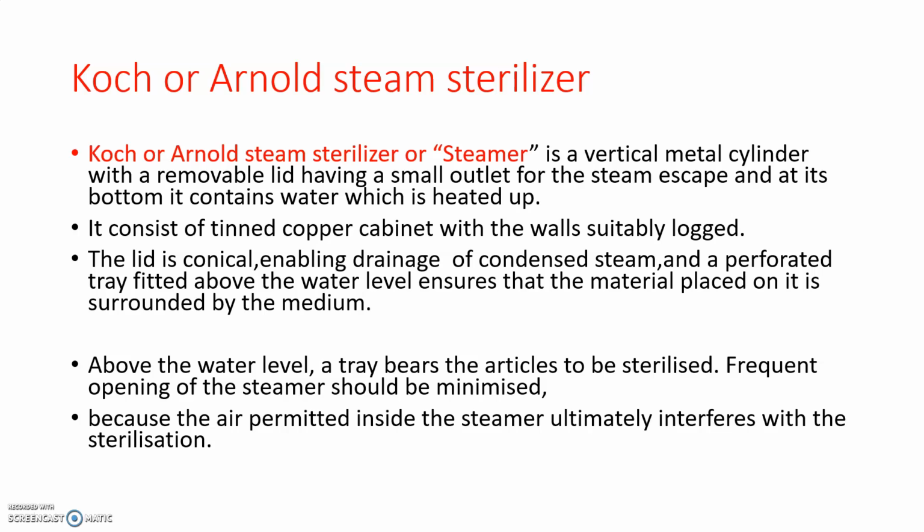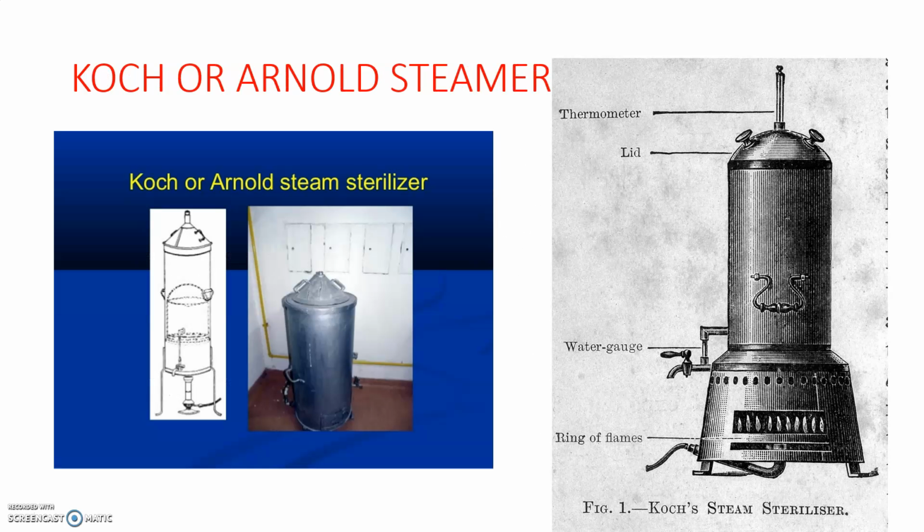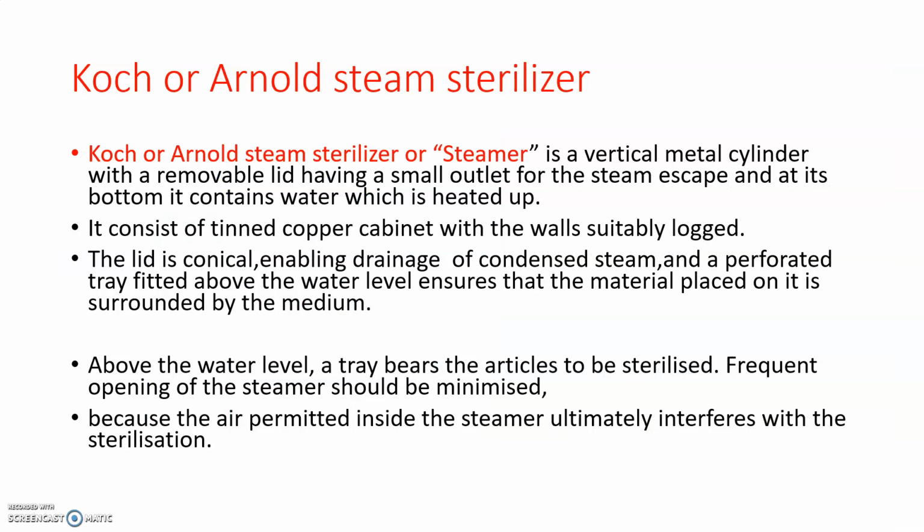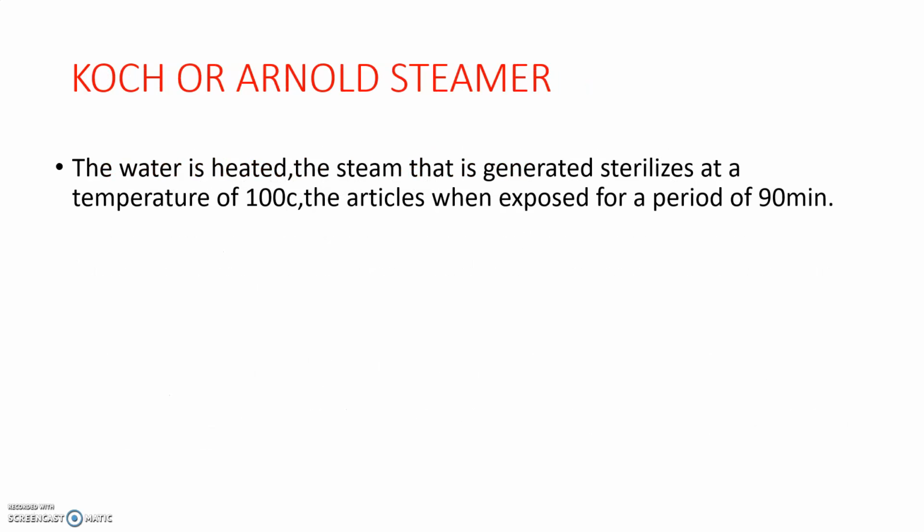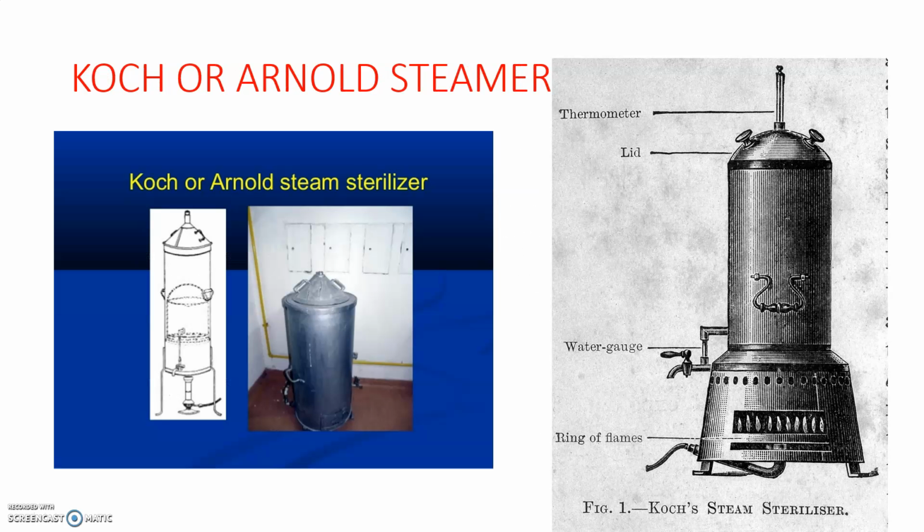In this method, it is a vertical metal cylinder, and it has a removable lid having a small outlet for the steam to escape, and at its bottom, it contains water which is heated up. The uppermost lid portion is conical and it can be removed, and an outlet for steam is also required.